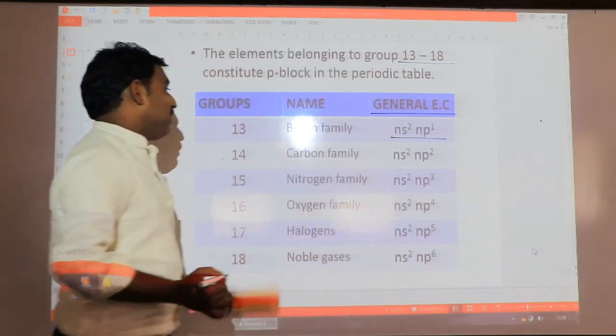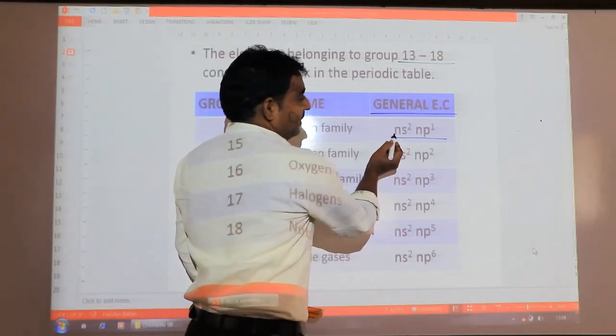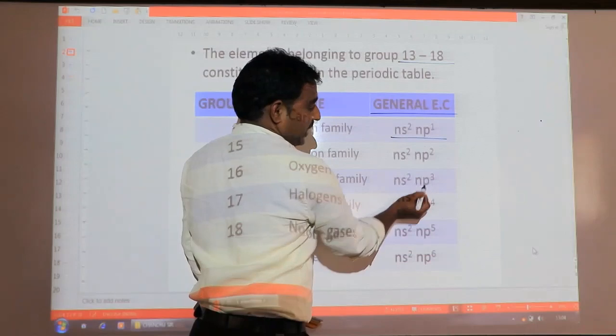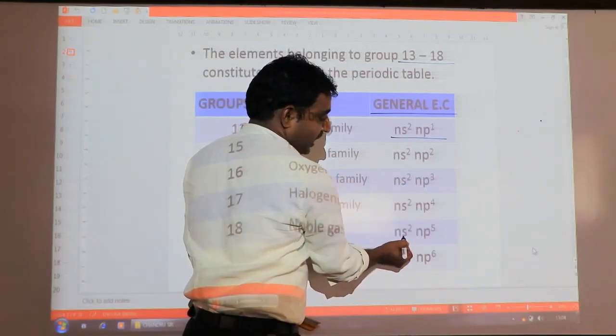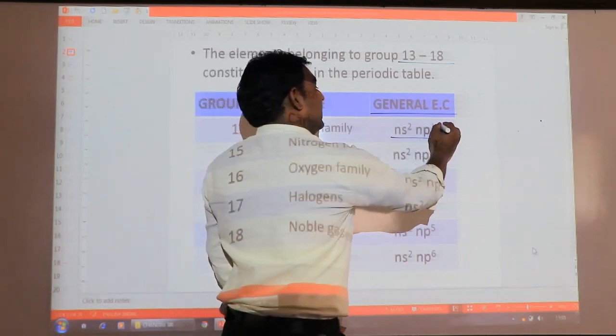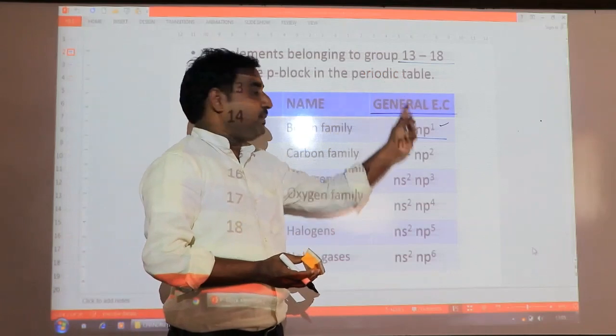So atomic number of boron. Later we will discuss the atomic number also. Now the configuration is ns2np1, ns2np2, ns2np3, ns2np4, ns2np5, ns2np6. Here the increased electrons are filling in the p subshell, hence these are called p block elements.